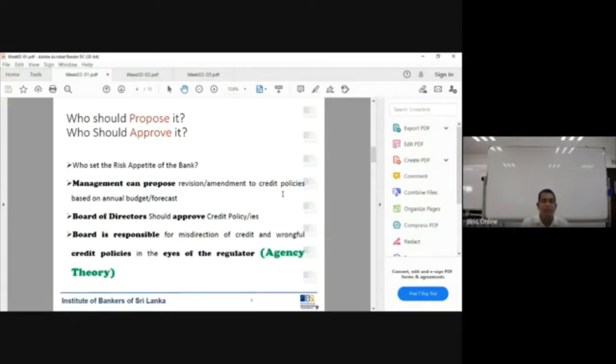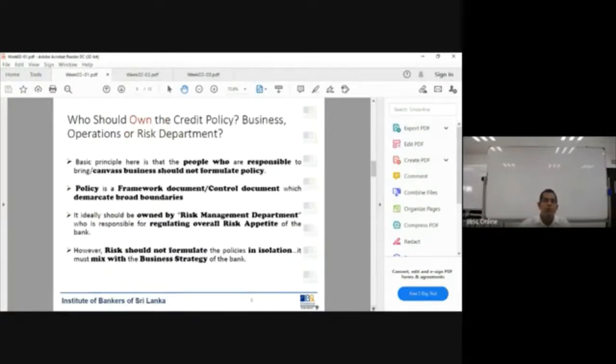So credit policy is the broader direction given by the board of directors to guide the bank in credit function. The board is responsible for misdirection of credit and wrongful credit policies in the eyes of regulators. This is the agency theory. And that is, you have a board, and whatever direction they are giving, we are functioning. We are the agents of the board. Right? Then we'll go to who should own the credit policy, business or risk.